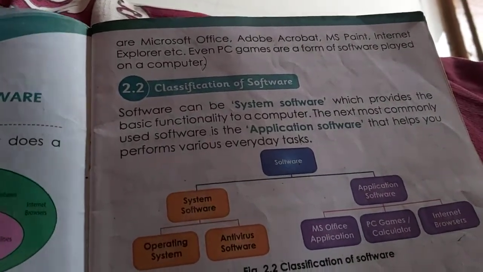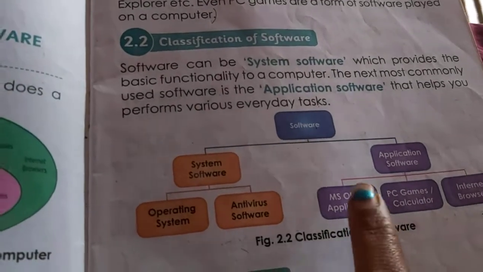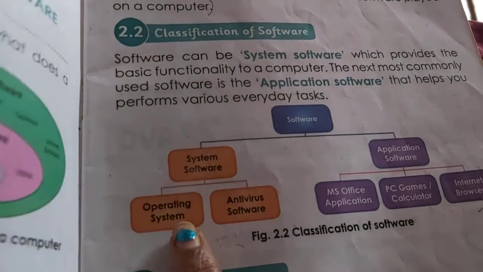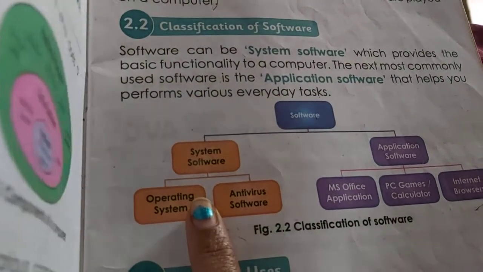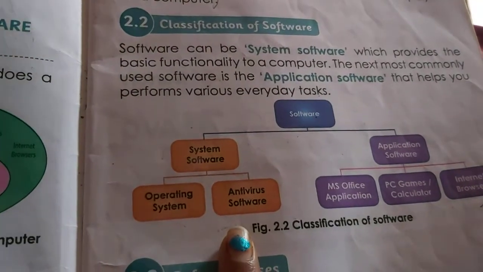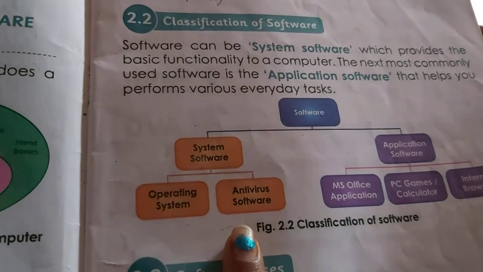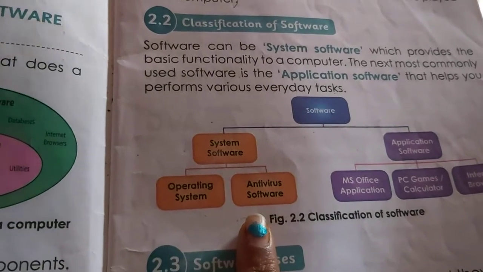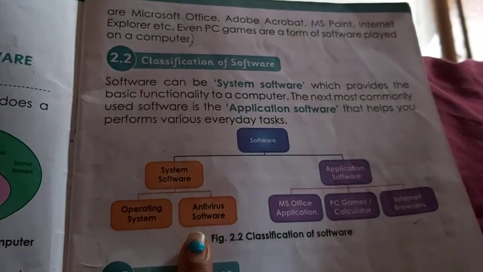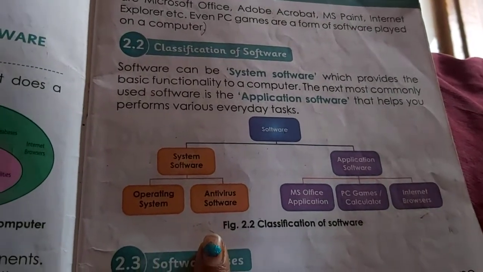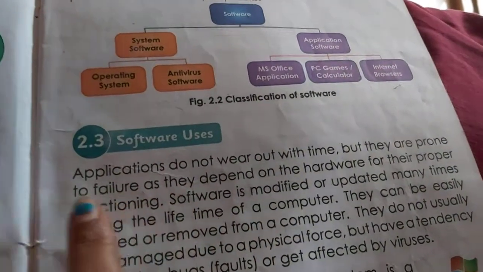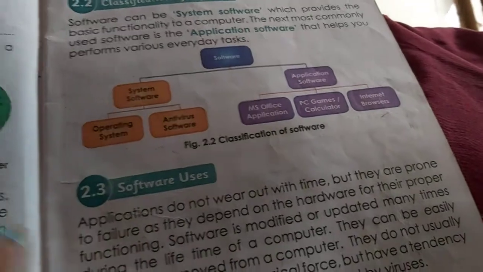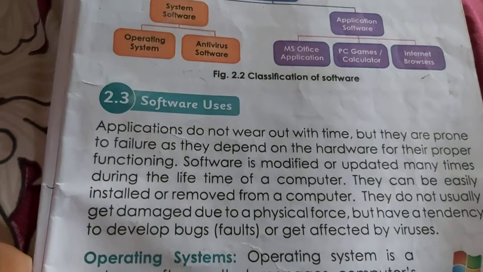There are two types of software: system software and application software. An operating system is an example of system software, and antivirus is also an example of system software. System software provides the basic functionality of a computer. Application software helps you perform various everyday tasks. So MS Office applications, PC games, calculator and internet browser are all types of application software. Now next is software and its uses.